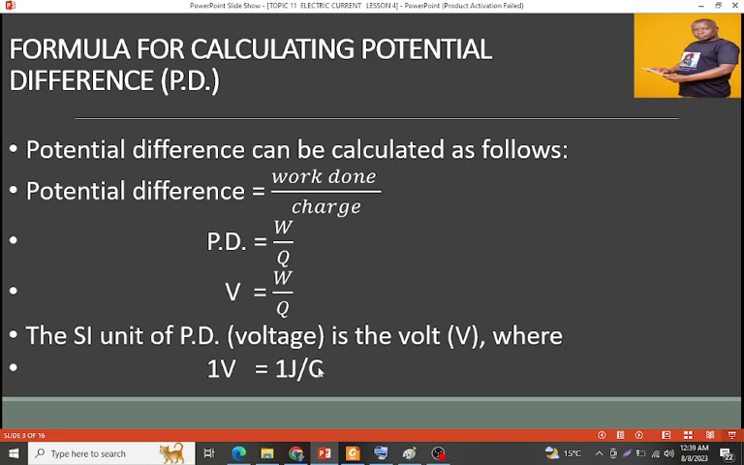So in a calculation, whatever value you find of joules per coulomb, remember to change it immediately. In your final answer, you should have volts. Let's suppose you got 2 joules per coulomb. Then your final answer will be 2 volts.